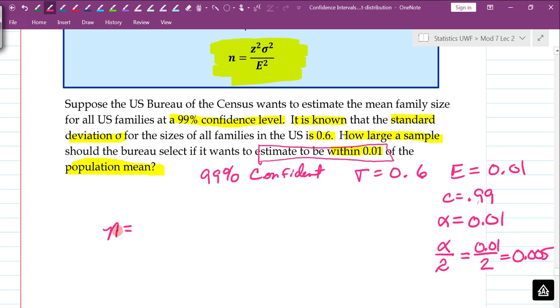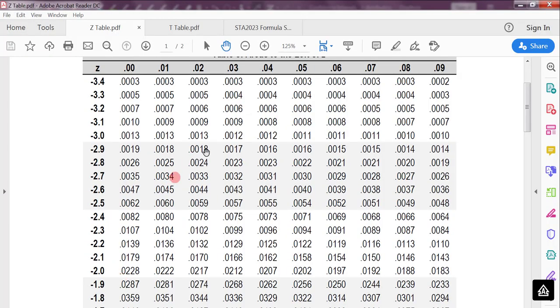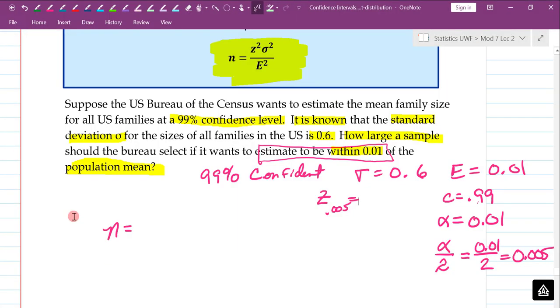So our Z at alpha over 2, which is 0.005, is going to be equal to, that says that we have that much area to the left in the tail there, so 0.005. Again, it's going to be negative 2.575. But we're going to go ahead and use 2.58 simply because that's what WebWork would want you to use. So we're going to put 2.58, and we're just going to put the positive down because it's going to be squared.